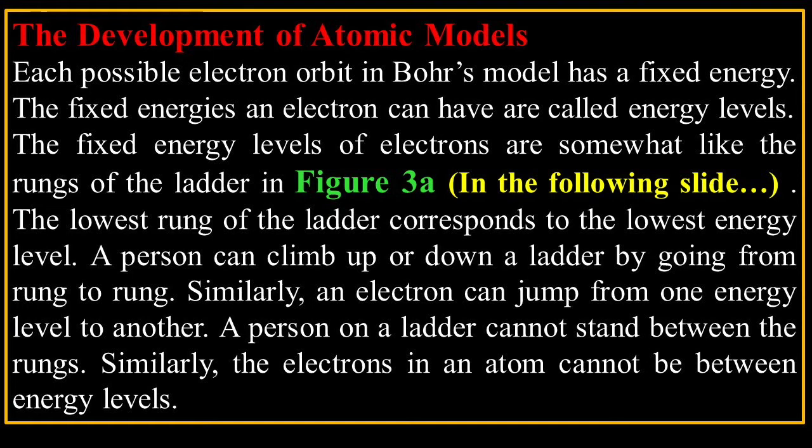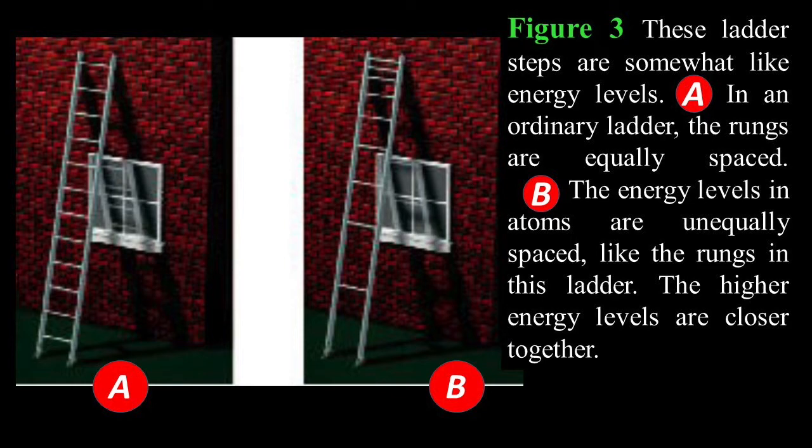A person on a ladder cannot stand between the rungs. Similarly, the electron in an atom cannot be between energy levels. So that's actually a very good analogy, that the electron can't be between energy levels. It has to choose one or the other. And here's the rungs of the ladder. These ladder steps are somewhat like energy levels.